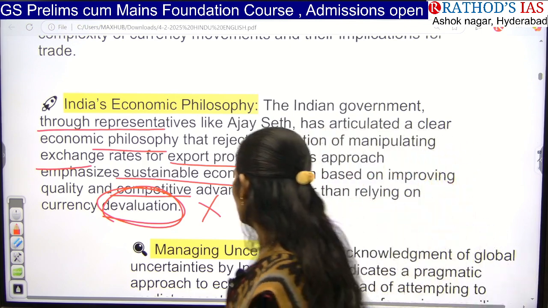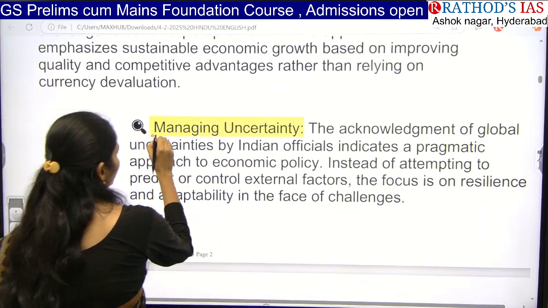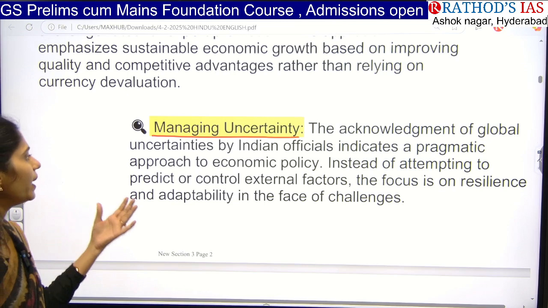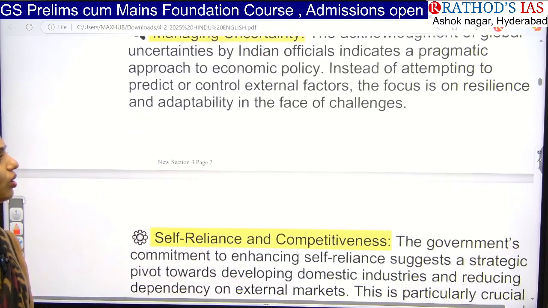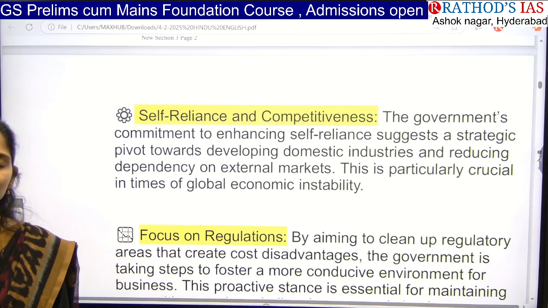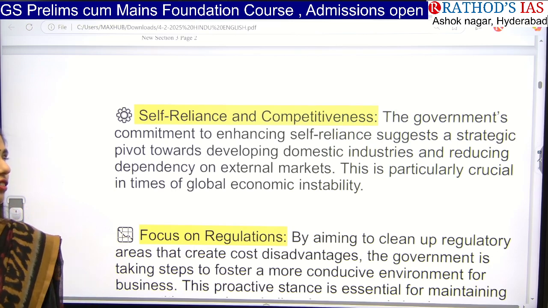Okay. So if you see the second or third important point here, this article is saying managing uncertainty. There is acknowledgement of global uncertainties by Indian officials, which indicates a pragmatic approach to economic policy. They are focusing on predicting or controlling external factors. And this article is saying that we have to focus on self-reliance and on competitiveness, so that it will be very crucial for this global economic instability.